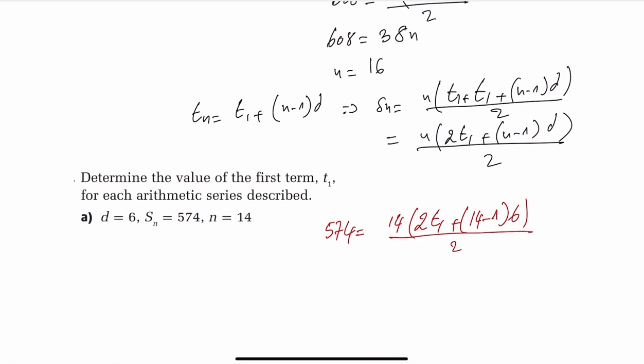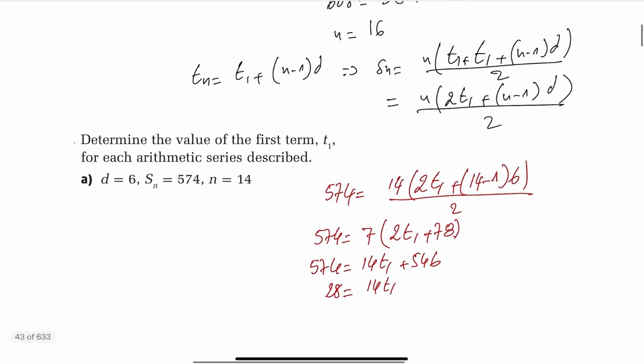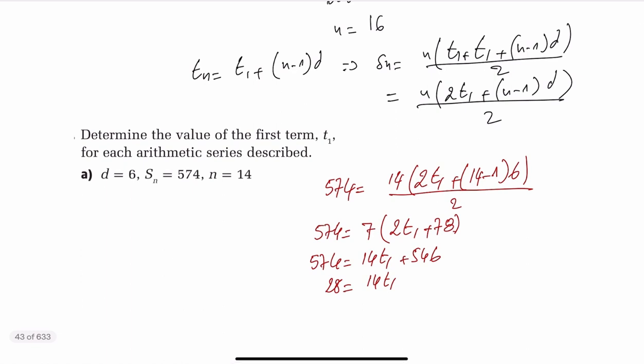And this will give me 574 is equal to 7 times 2T1 plus 78, which gives me 574 is equal to 14T1 plus 546, which gives me 28 is equal to 14T1. So this tells me that T1 is equal to 2.